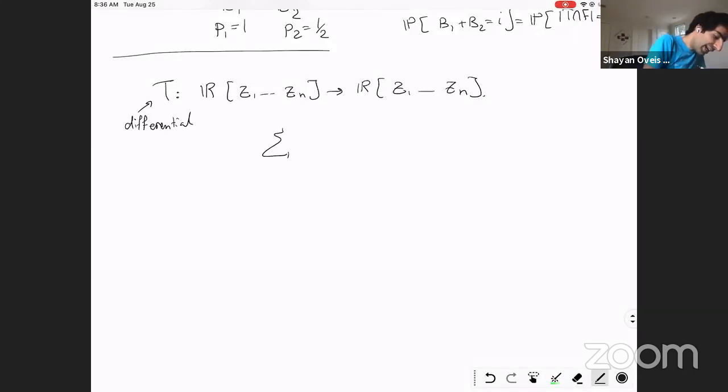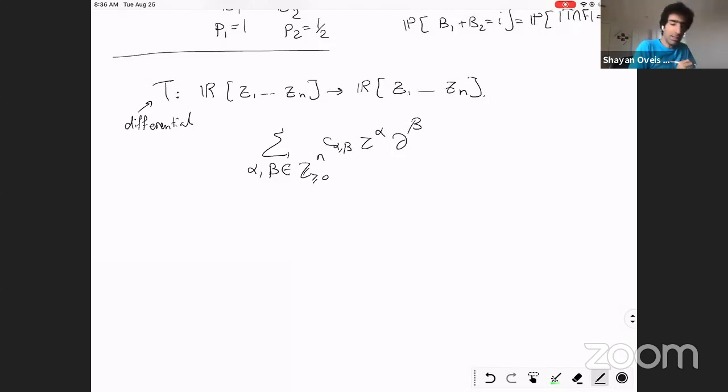I can write T as follows: a summation over all alpha and beta in z to the n of c of alpha comma beta, z to the alpha, partial to the beta.